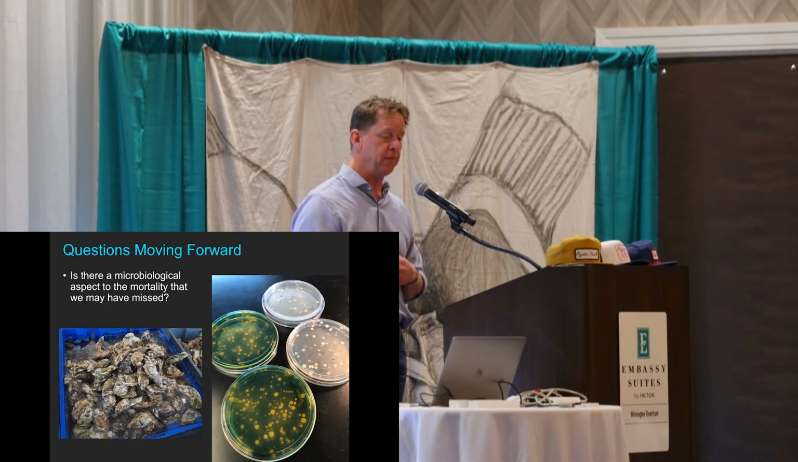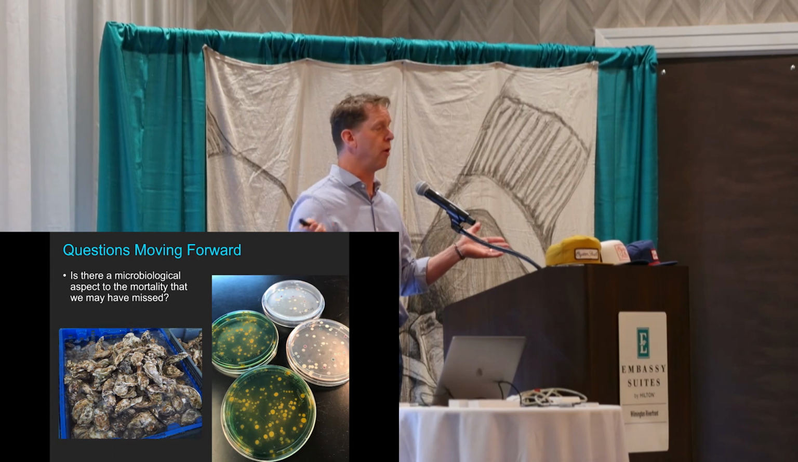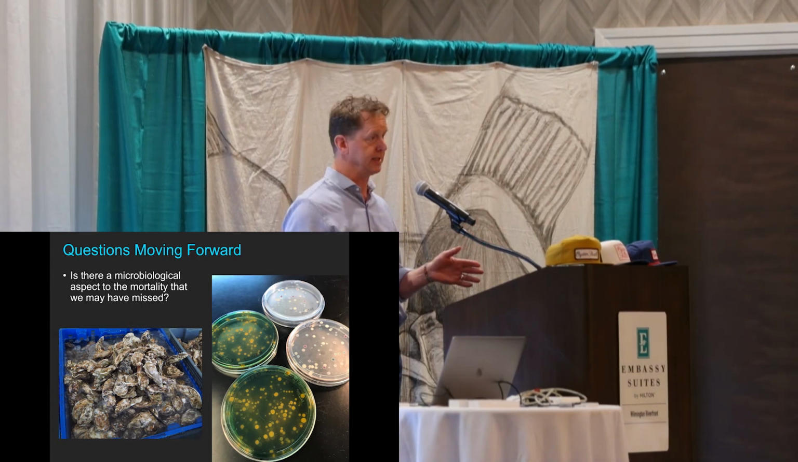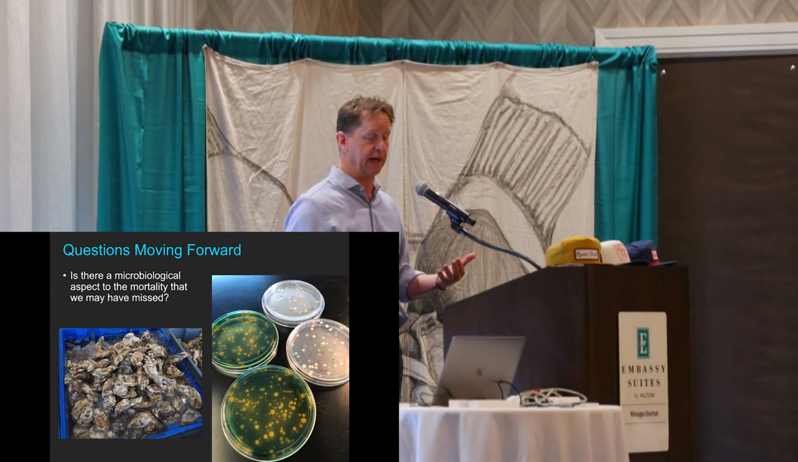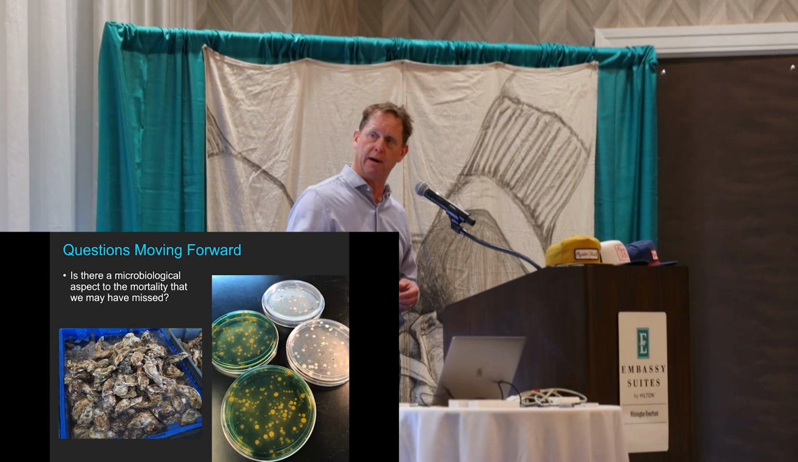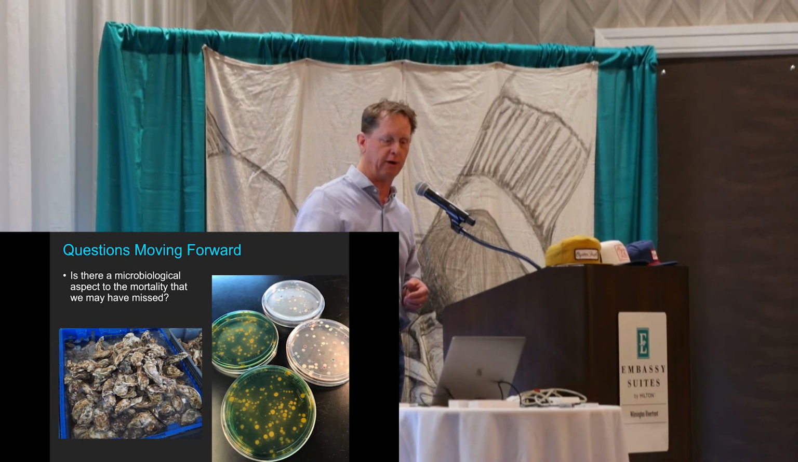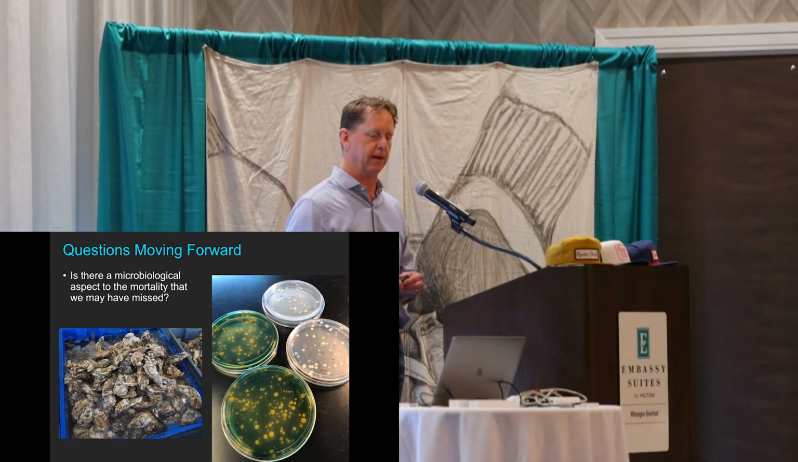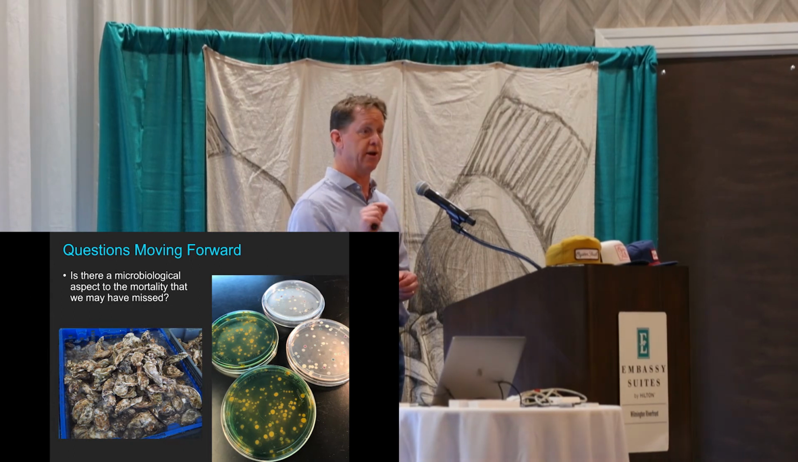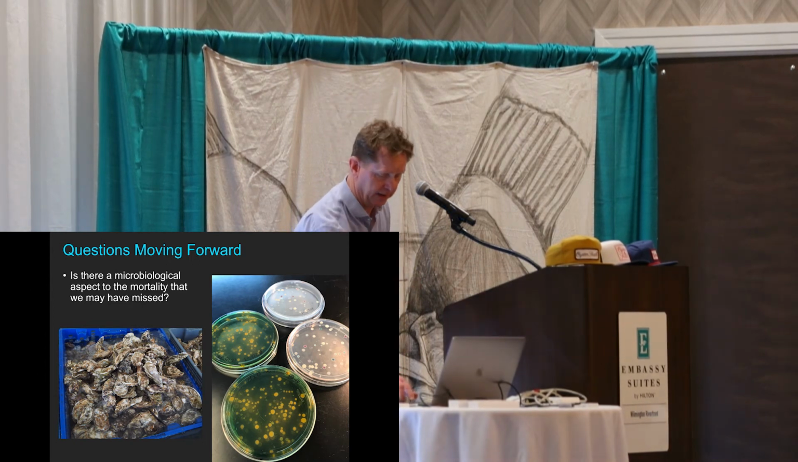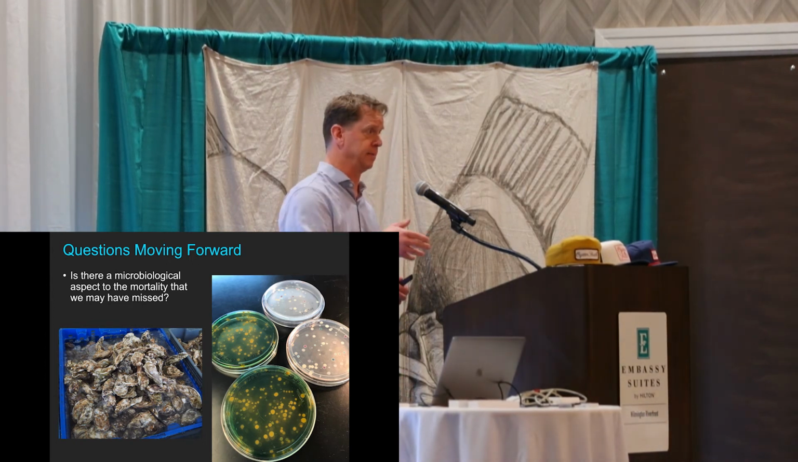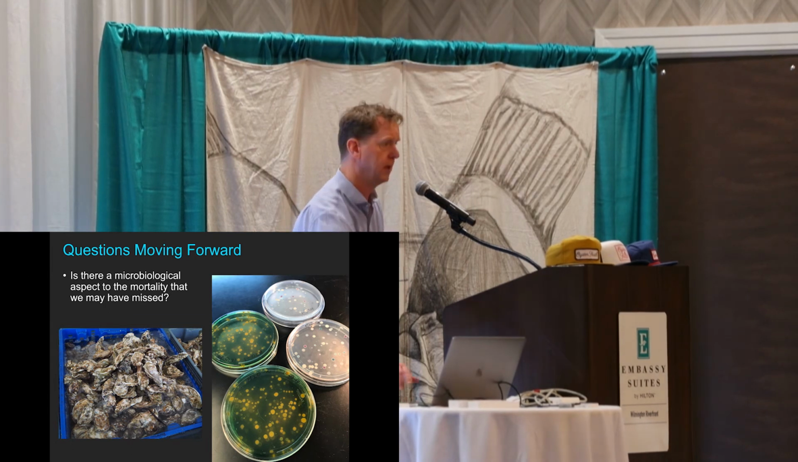Questions moving forward. We've been basically ignoring, we're focusing on protozoan parasites, which is what we typically study, but there could be a microbiological aspect to this that we've been completely ignoring. We certainly know in Europe, and this is a picture of Crassostrea gigas from Europe, the Europeans growing Pacific oysters know that Vibrio pathogens of the oysters are causing a lot of the adult mortality they're seeing there. So we need to look more closely in our systems at what might be happening with regard to microbiology.